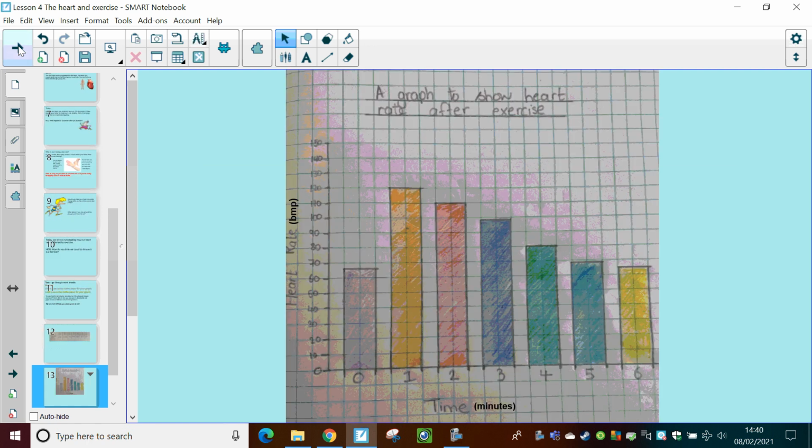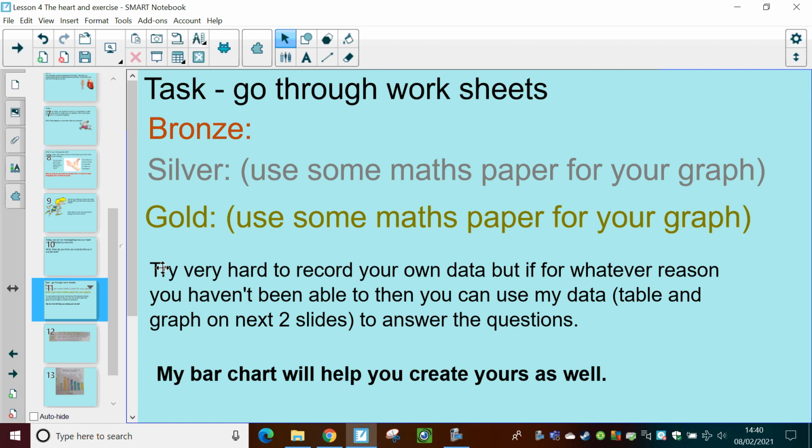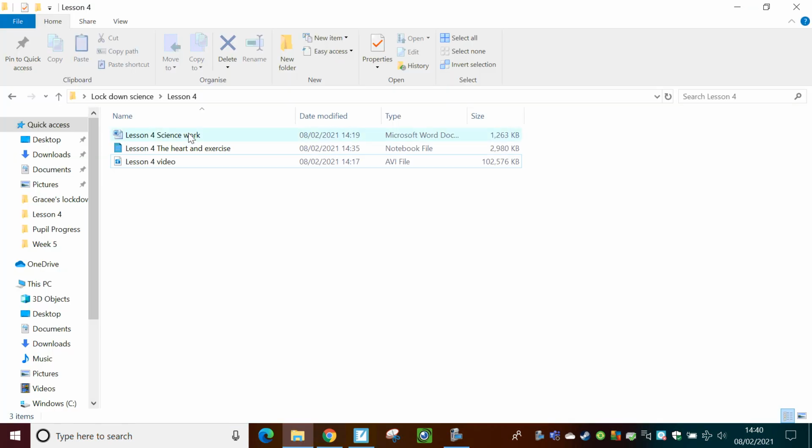That's my graph, and we'll come back to that. It will make much more sense once you've read the worksheets. So let's have a look at bronze, silver, and gold.